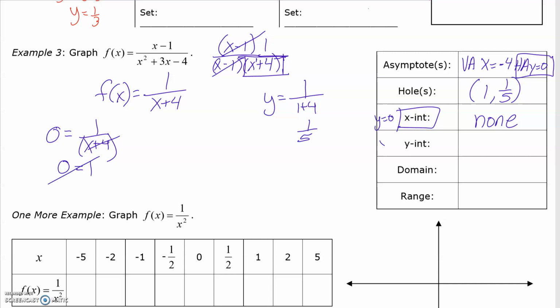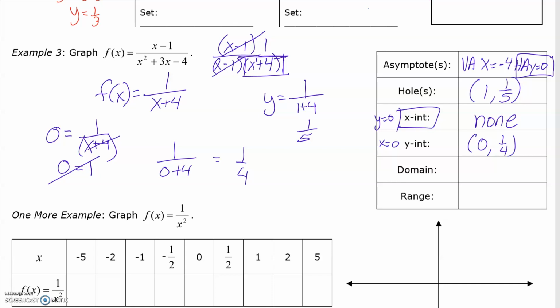Alright, y-intercept would be x equals 0. So what I'm going to do next is plug in my simplified function. I'm going to end up having 1 divided by 0 plus 4, which is just going to give me 1/4 for my y value. So that's going to be (0, 1/4).